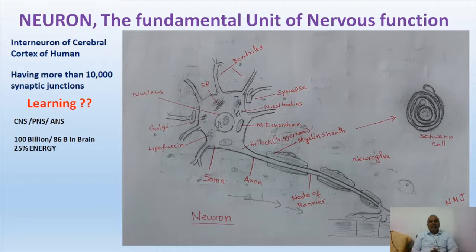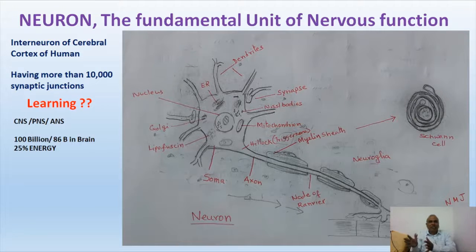Friends, you know very well, the neuron is the structural and functional unit of nervous tissue. Neuron and neuroglia are there in the nervous tissue, but the neuron is carrying out the functions of nervous tissue. What are the functions of the nervous system? It is conduction. It is conducting information from one place to another place. It is conducting electric impulses.